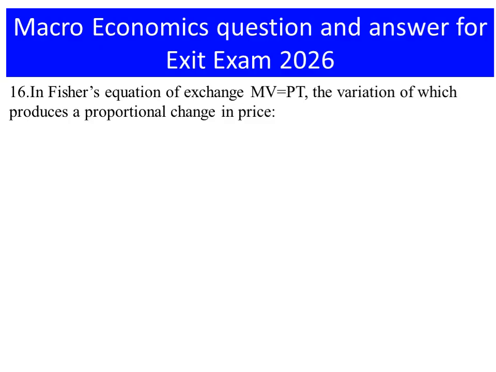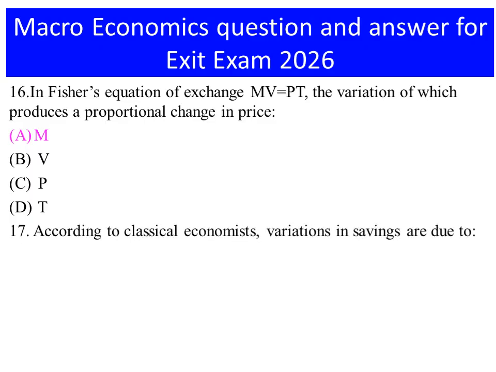Number 16, in Fisher's equation of exchange, MV = PT, the variation of which produces a proportional change in price. A. M, B. V, C. P, D. T. That is, money in circulation, or M.